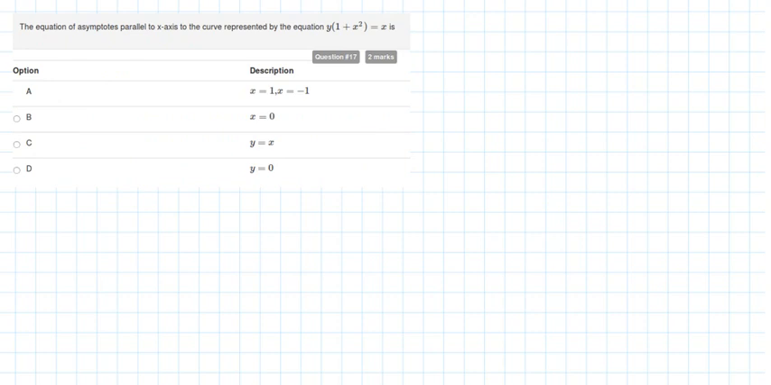Now the next thing is the equation of the asymptote parallel to the x-axis to the curve represented by the equation y into 1 plus x square is equal to x. Okay, now the question is to find the asymptote which is parallel to the x-axis.